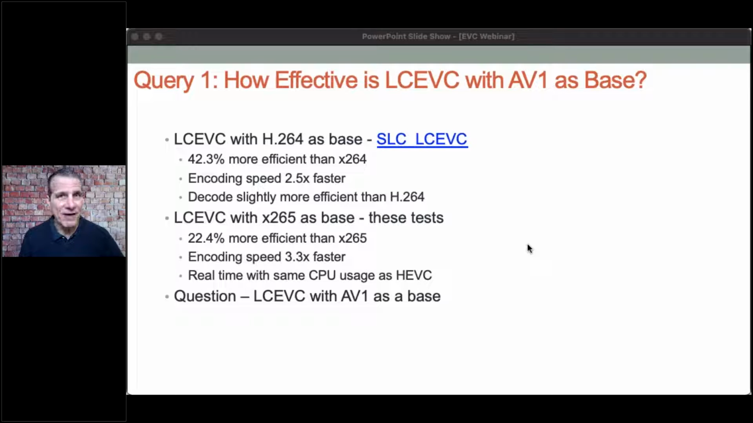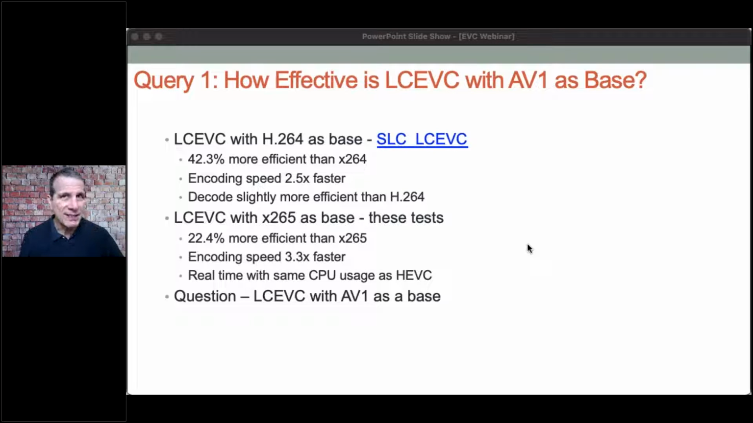Encoding speed was about 2.5x faster, and the decode was slightly more efficient than H.264. And then we looked at it in the tests I did for this article against X.265 as a base layer, and we found that LCEVC was 22% more efficient than X.265, again, BD rate. We also found that the encoding speed is 3.3x faster, and it was real-time playback with the same CPU usage or lower. So LCEVC with X.265 as a base layer played back as efficiently or more so than HEVC as a complete encoded file.